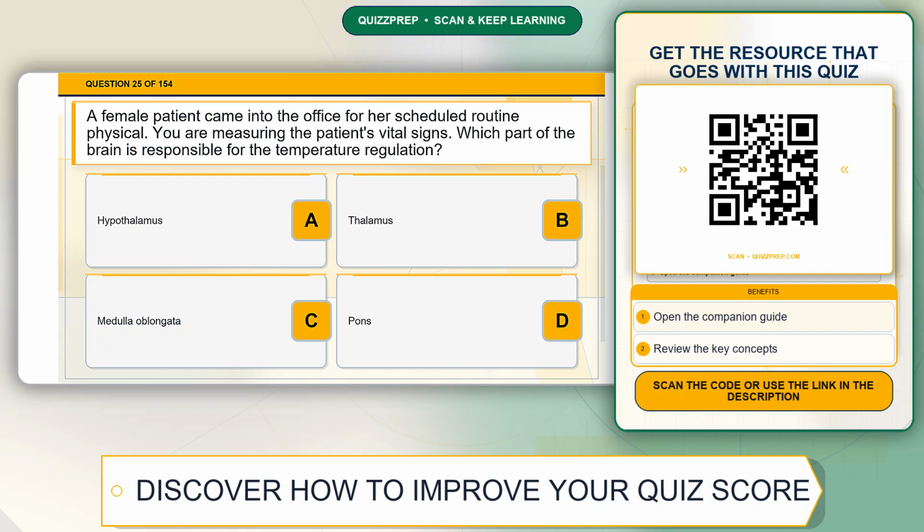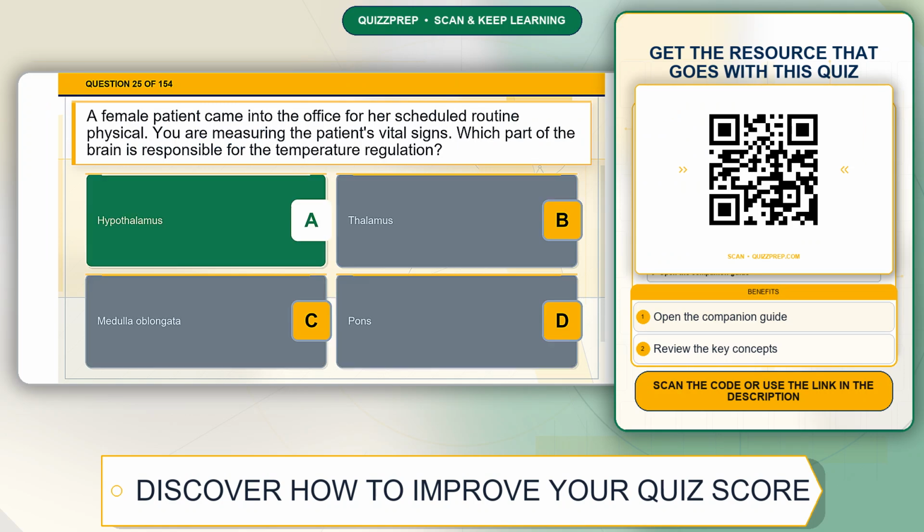Question 25. A female patient came into the office for her scheduled routine physical. You are measuring the patient's vital signs. Which part of the brain is responsible for the temperature regulation? Option A, hypothalamus. Option B, thalamus. Option C, medulla oblongata. Option D, pons. The correct answer is option A, hypothalamus.